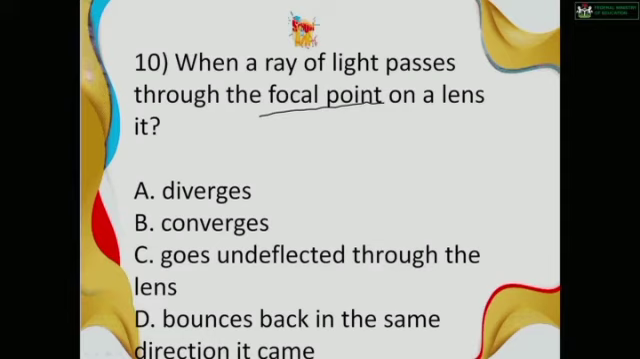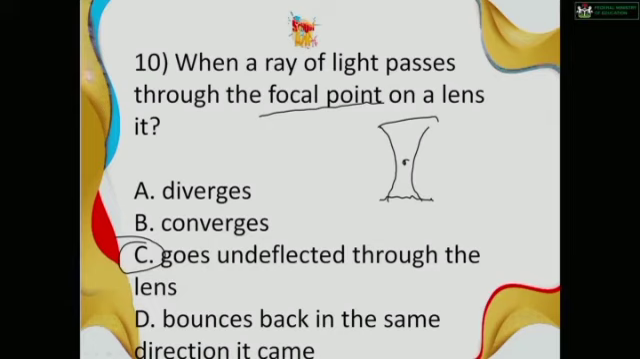If you guessed correctly, the answer would be C. It goes through the lens undeflected, and that's true. And you know that the focal point is the very center of a concave lens or a convex lens.